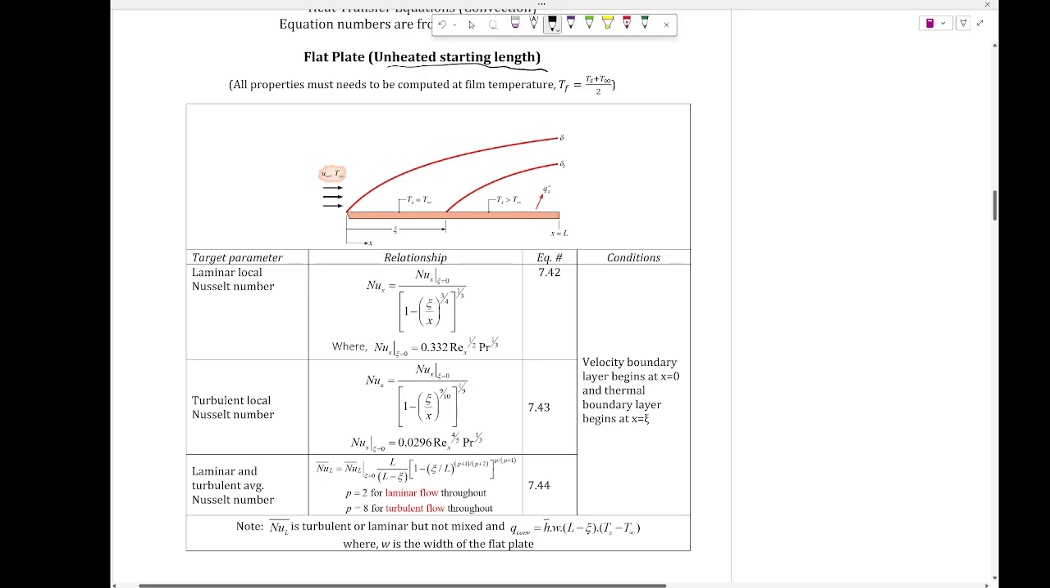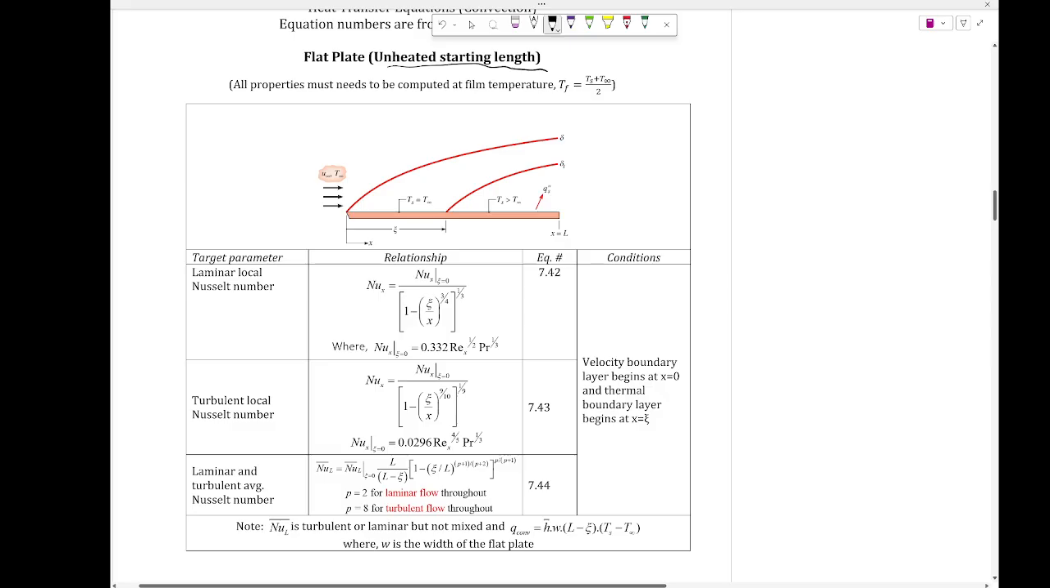Two lines. The top line is the hydrodynamic boundary layer. The bottom one is for the thermal boundary layer, right? And everything else follows the same pattern, right? You see the Nusselt number equation, which involves the Reynolds number.